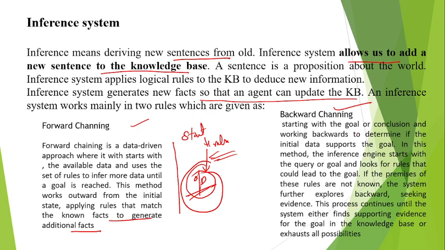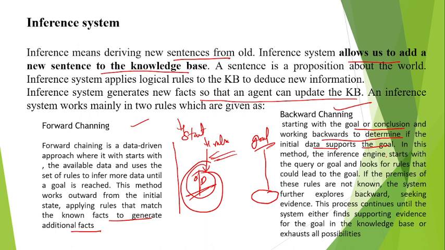Backward chaining, starting from the goal. We are starting from the goal. Correct? Here we started from the start. We are starting from the goal or conclusion and working backward to determine if any initial data supports the goal. So we go out from here to reach the starting point.